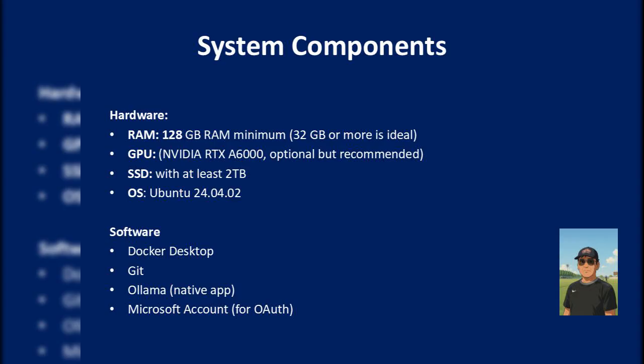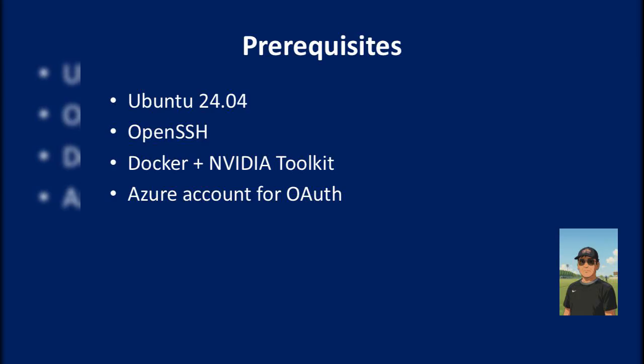Let's dive into the system components. You'll need a minimum of 128GB RAM, a recommended NVIDIA RTX A6000 GPU, and at least 2TB SSD. On the software side, Docker Desktop, Git, Ollama, and a Microsoft account for OAuth are essential. Before we begin, ensure you have Ubuntu 24.04, OpenSSH, Docker with NVIDIA Toolkit, and an Azure account for OAuth. These prerequisites are crucial for a smooth setup.